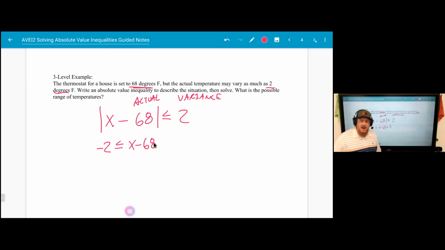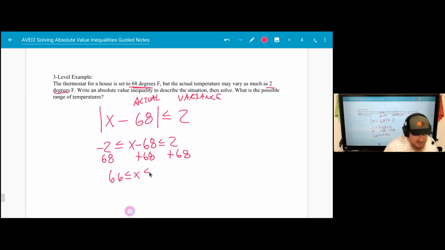Well, how do I solve for x? Same way we've been doing it. Add 68 to everything. 68 here, 68 here, 68 here. I have 66 is less than or equal to x, which is less than or equal to 70.